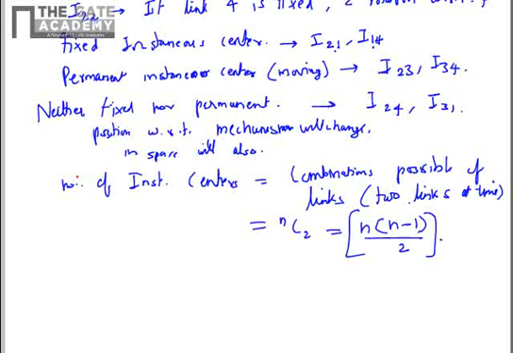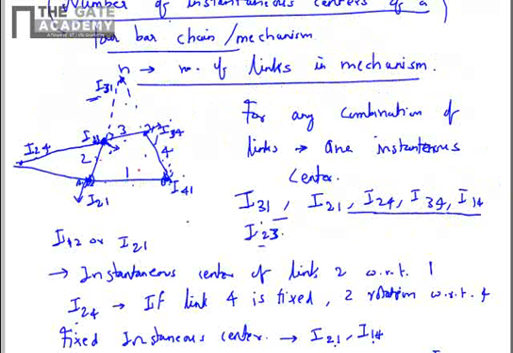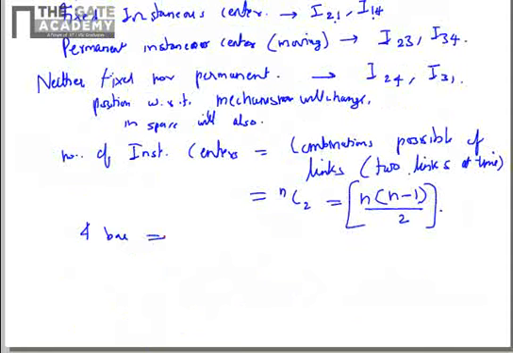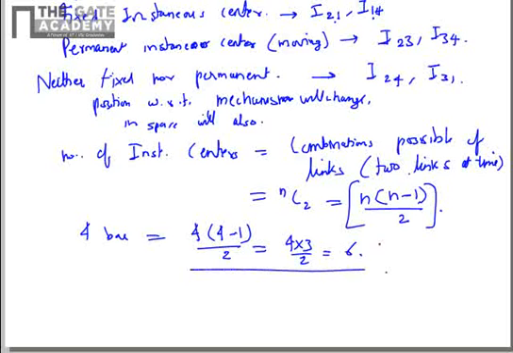So in this case we saw the number of links were 4. So we found 1, 2, 3, 4, 5, 6 instantaneous centers. In the case of a four bar, you have 4 multiplied by 4 minus 1 divided by 2, that is 4 into 3 by 2, equal to 6 instantaneous centers that we saw here.